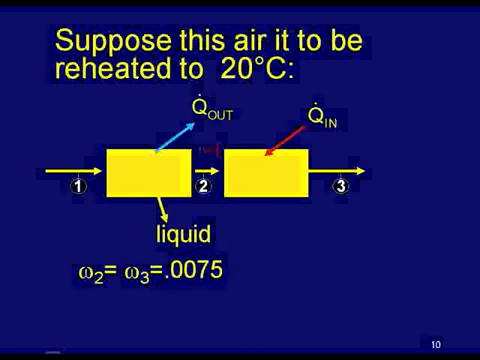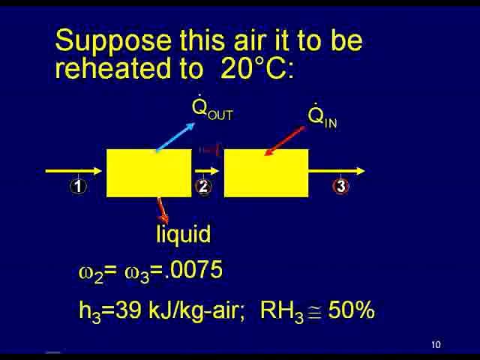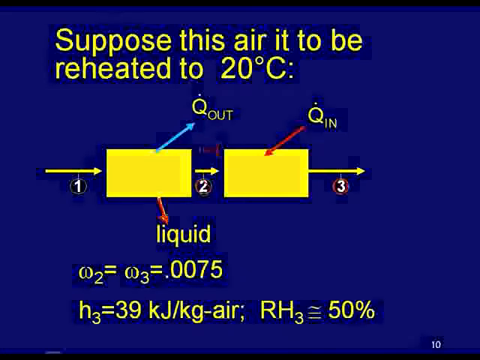Now, when we do reheat it, we find out that the amount of water in the air won't change. We've taken this liquid out as condensate here, but from state 2 to state 3, there won't be any change in the amount of water in the air, because now we're adding heat to it, and it can hold more water, so the absolute humidity won't change. So omega 2 equals omega 3, and all we have to do is calculate H3. And if we reheat it to 20 degrees, we find from the psychrometric chart that H3 is approximately 39 and relative humidity is approximately 50%.